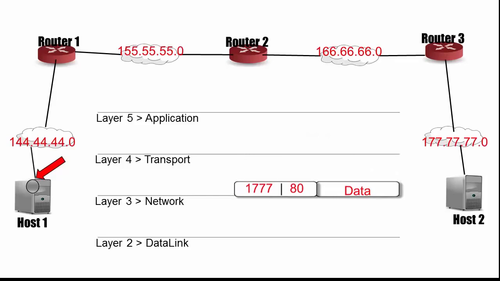At the network layer, a header is added to the segment. This network layer header has a source IP of host 1 and a destination IP of host 2. So the source IP address is 144.44.44.1 and the destination IP address is 77.77.77.1. Note that the network header together with the segment is called a datagram. That datagram, or the entire datagram, is sent down to the data link layer.